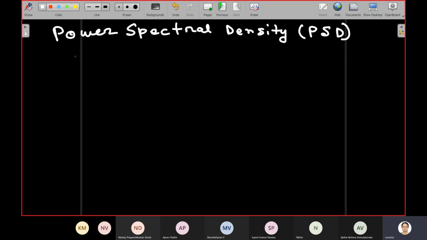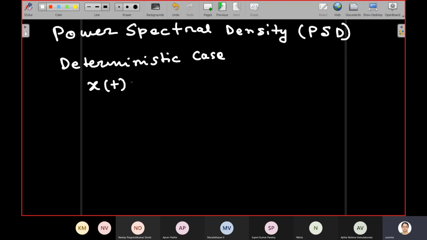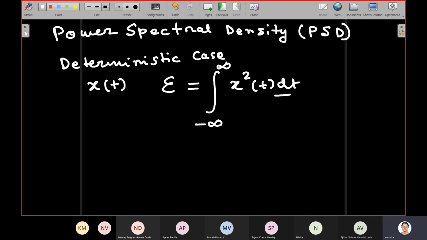Okay, so let's assume that we have a deterministic signal x of t. What is its energy? Energy is given by this: we need to integrate it from minus infinity to plus infinity the square of the signal, integrated over time. So by definition, this gives the energy of the signal.